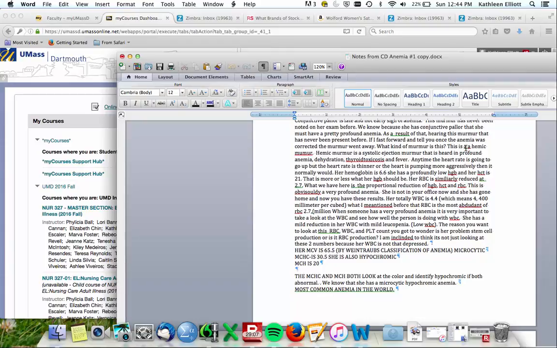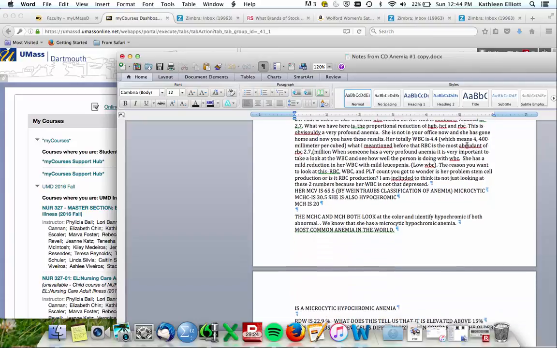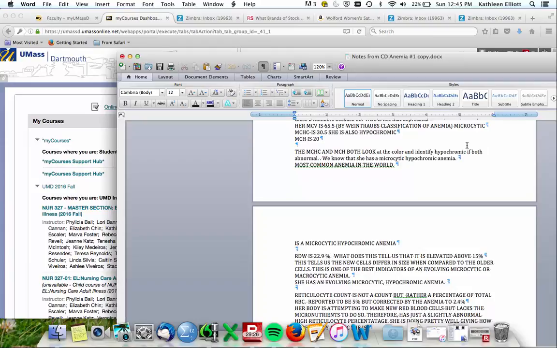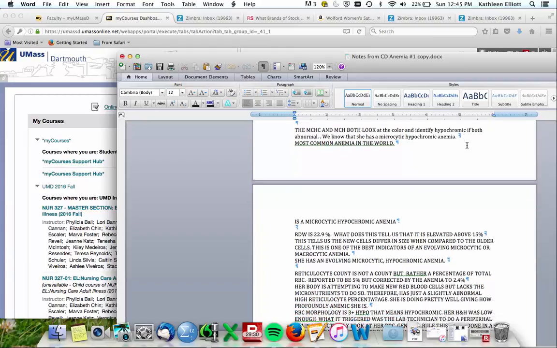Her MCV is 65.5 by Weintraub classification of anemia. That's microcytic. MCHC is 30.5. She's also hypochromic, and MCH is 20. The MCHC and the MCH both look at the color and identify hypochromic if both are abnormal. We know that she has a microcytic hypochromic anemia, the most common anemia in the world.